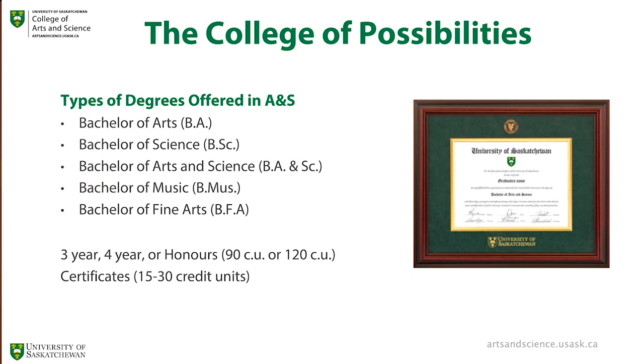We have roughly five different types of degrees. So there's a Bachelor of Arts degree, a Bachelor of Science degree, a Bachelor of Arts and Science, as well as a Bachelor of Music and a Bachelor of Fine Arts degree. These degree types, most of them, come in two different varieties. So a 3-year or a 4-year. And the 4-year also comes in an honors variety as well.